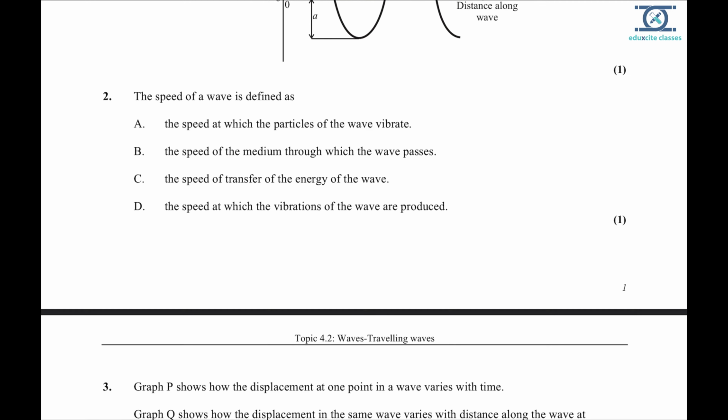Now this is the definition. The speed of a wave is defined as the speed with which the energy is transferred, guys. This is very important. This is the speed of transfer. When you write V equals F lambda, this V is nothing but the speed at which the energy is being transferred by the wave, whether it is transverse or longitudinal.